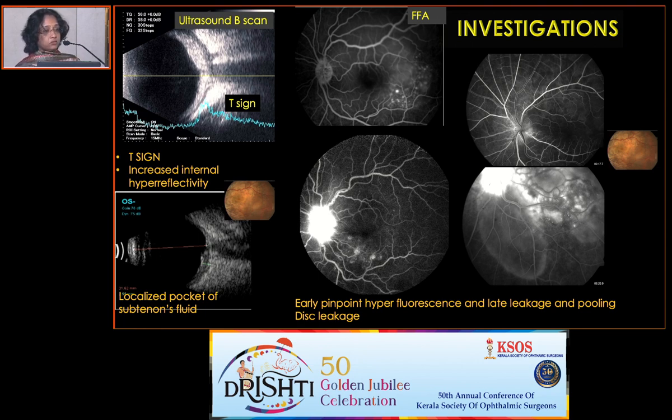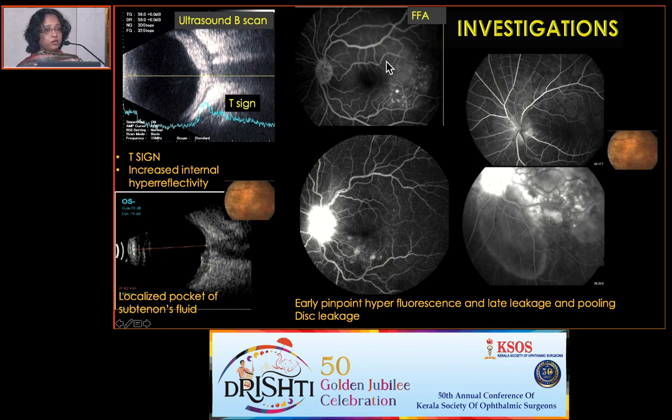So don't underdiagnose posterior scleritis if you don't see a T sign. Sometimes in a localized nodular posterior scleritis, you might see that the A scan shows an internal hyperreflectivity, but there might be a localized posterior subtenon fluid in that area. So it need not always be an extensive T sign which you come across.